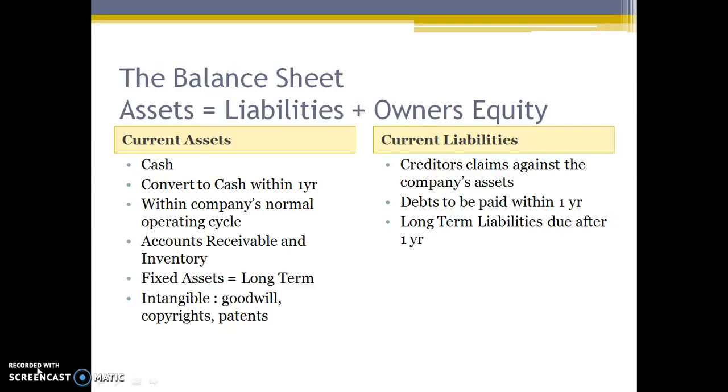Current assets include cash, and the rule of thumb is that they convert to cash within 1 year, within the company's normal operating cycle. Accounts receivable and inventory, and fixed assets are meant to be long-term. They are intangible. Examples would be goodwill, copyrights, and patents. Current liabilities are creditors' claims against the company's assets. They are debts to be paid within 1 year, and long-term liabilities are due after the 1 year.